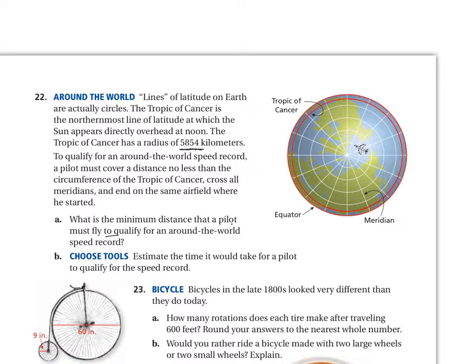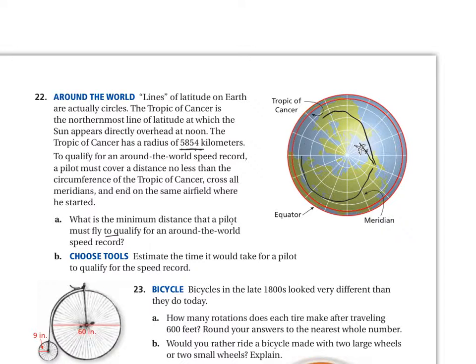For around the world speed, they must cover a distance no less than the circumference of the Tropic of Cancer, cross all meridians, and end on the same airfield where he started. Oh, I see. So, in other words, if, say, he started here and his flight went like this, it wouldn't be considered around the world. He's got to go around the world. All right, you get it, I'm sure.